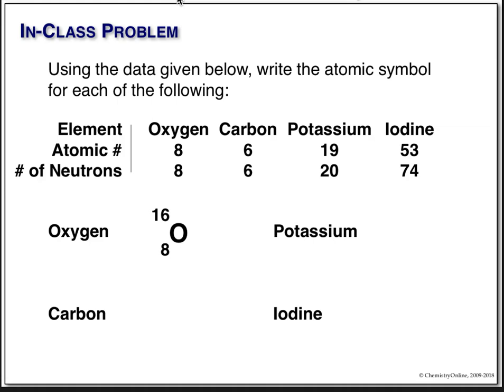Potassium. What's K? Potassium is a K. Atomic number is 19. That's our subscript. Typically 20 neutrons. 20 plus 19 is 39. Potassium, 39.